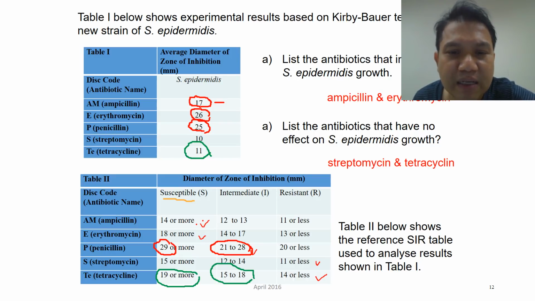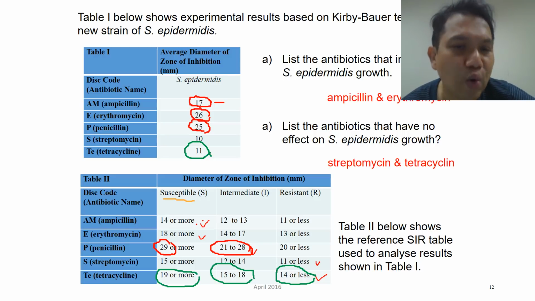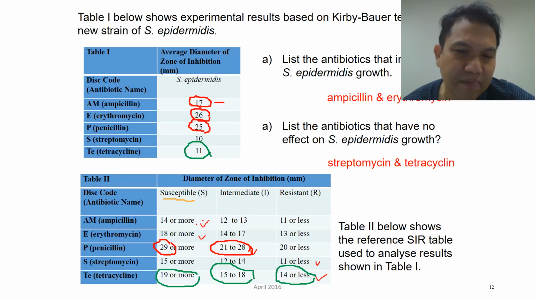And where does it come under then? Okay, 14 or less. So that means it comes under resistance. So do you waste your time? Forget it. The doctor won't even look at it. You won't even prescribe it at all. Waste of time. So that means you don't even consider tetracycline for therapy. Got it? So I hope you're clearer about this.